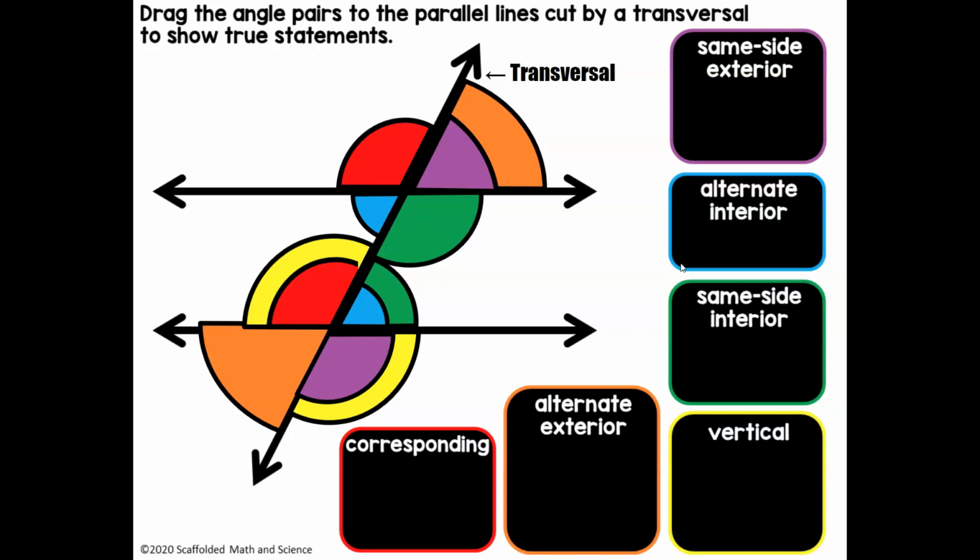Same side interior: same side of the transversal, inside the parallel lines. So these green angles here, same side of the transversal, inside the parallel lines. Alternate interior: alternate sides of the transversal, inside the parallel lines. Same side exterior: same side of the transversal, the purple ones, outside the parallel lines.